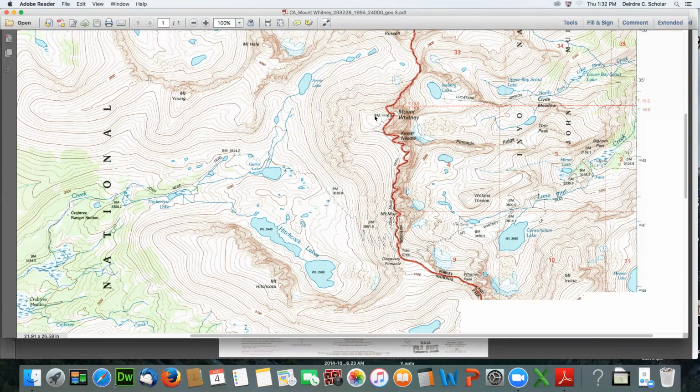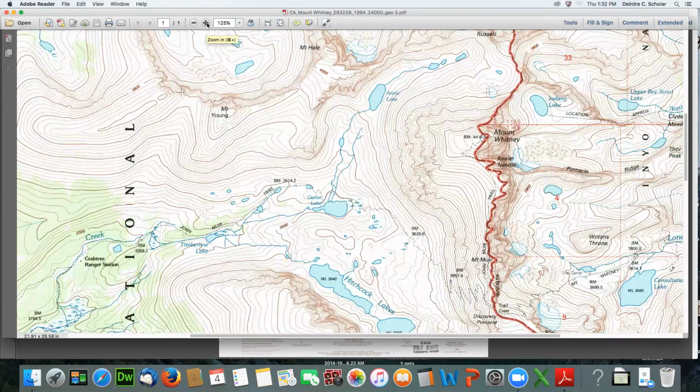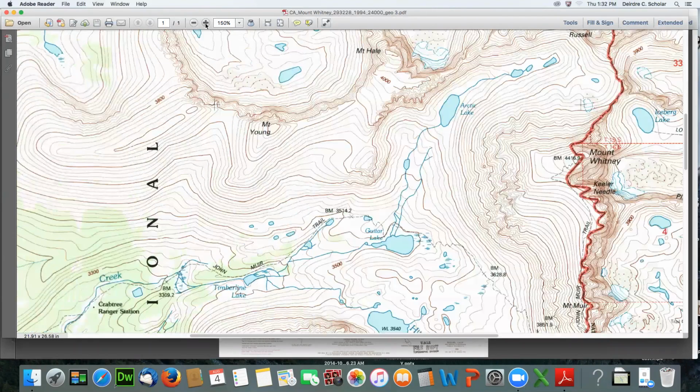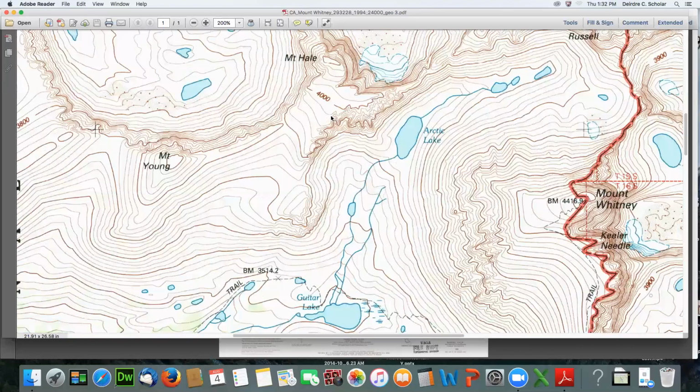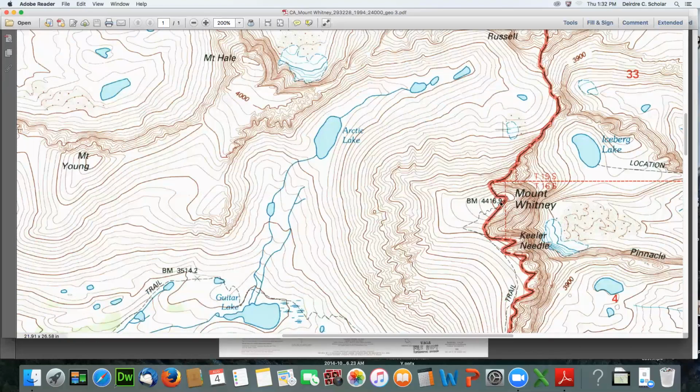And we have a benchmark there, which is what the BM stands for. At the very top of Mount Whitney, if you climb up, you're going to see a benchmark in the rock. It has been ground truthed, or surveyed, and it gives us an elevation of 4,416.9, and that is meters. Remember that the Mount Whitney quadrangle is in units of meters, okay?